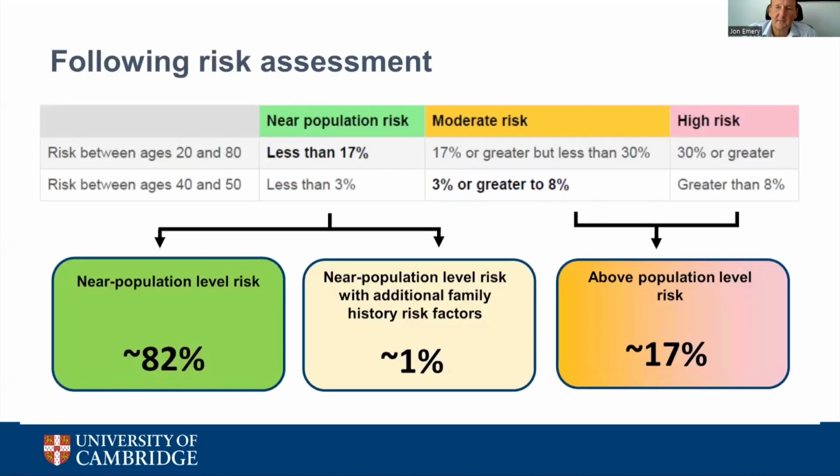This demonstrates the proportion of people who are at higher risk, showing that only about 17% of the overall population will be in either the moderate or high risk group.